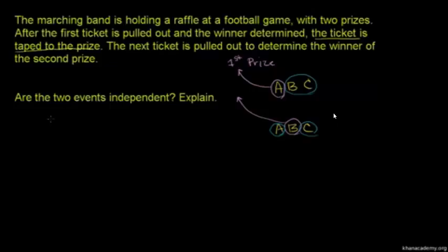So they are not independent. The way that we could have made them independent is after the first ticket was pulled out, if they just wrote down the name or something, and then put that ticket back in. Instead, they taped it to the prize. But if they put that ticket back in, then the second prize would still have had all the tickets there. It wouldn't have mattered who was picked the first time because their name was just written down, but their ticket was put back in. So if you had replaced the ticket, the events would have been independent. But since they didn't replace the ticket, they taped it to the prize, these are not independent events.